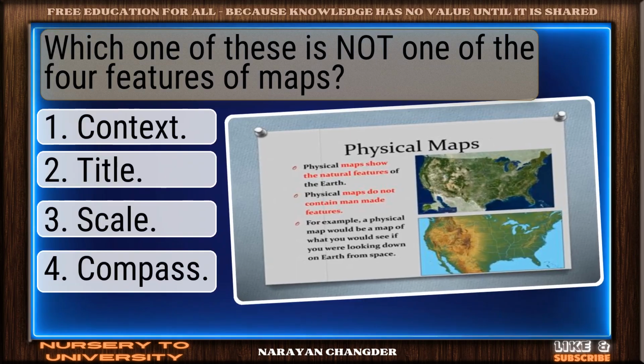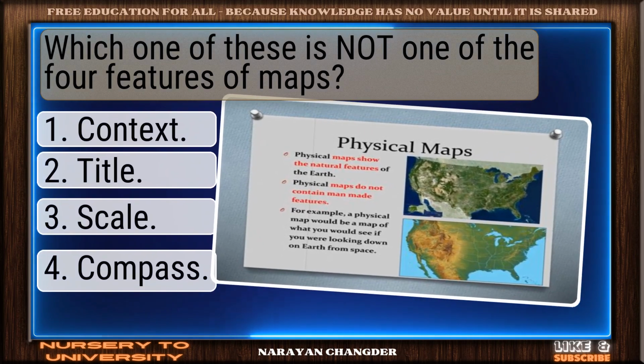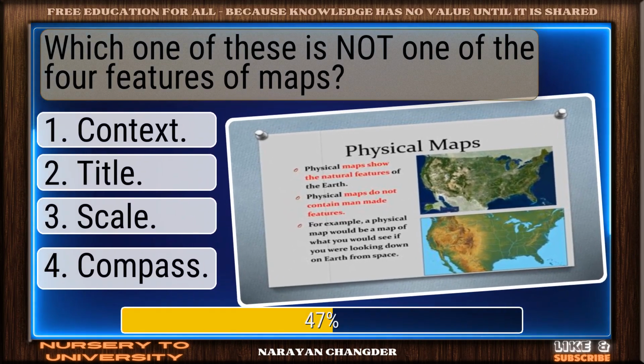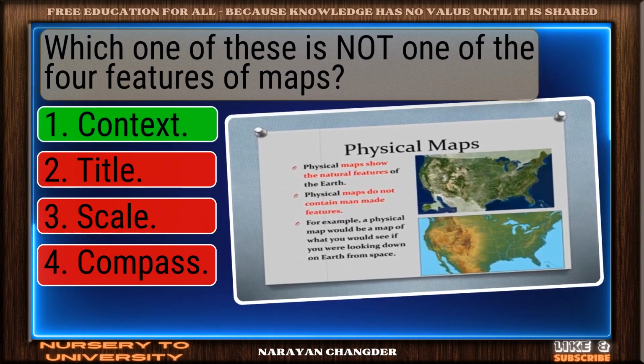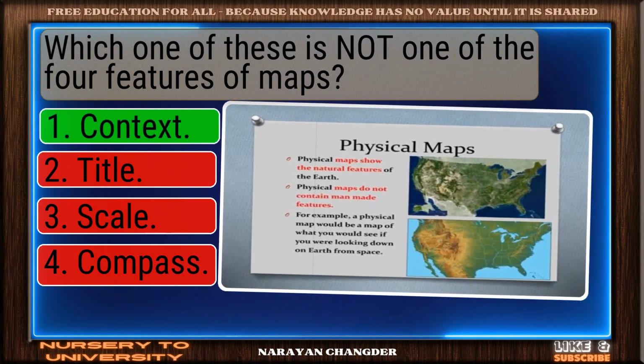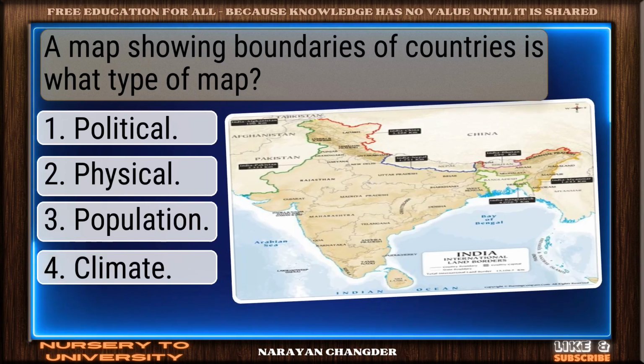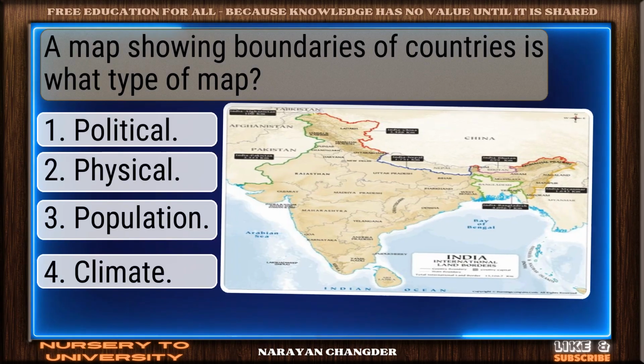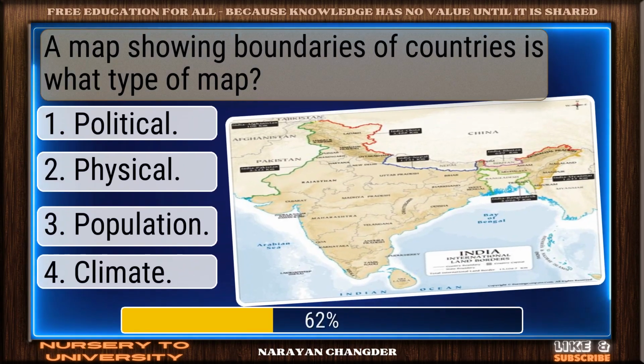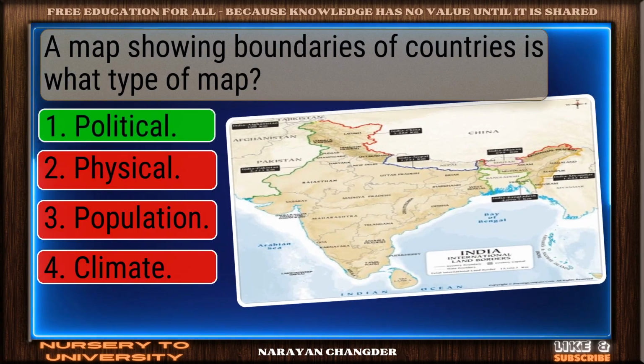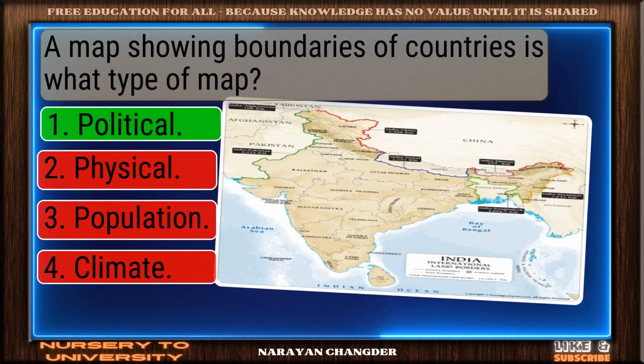Which one of these is not one of the 4 features of maps? Good job. Your answer context works well here. A map showing boundaries of countries is what type of map? Valid point. Political is true.